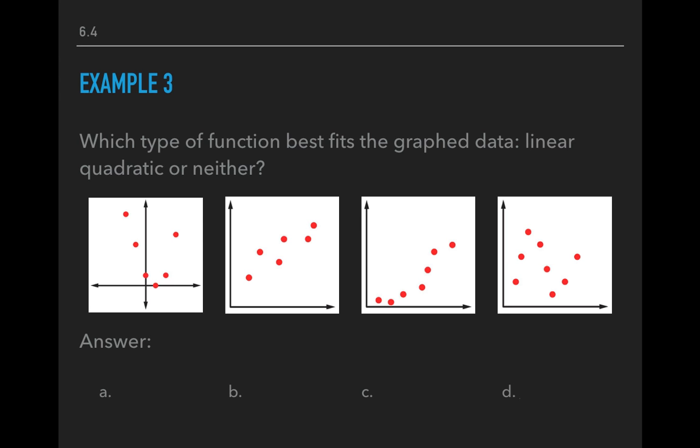Okay, so let's reveal these answers. A is in fact a quadratic. If we were to connect those points, it wouldn't really look like a true parabola, but it follows that kind of shape. B is actually a linear model. They're not all in a straight line, but they're following that straight increasing path. C is a quadratic as well. And D is none of the above. That is just truly a bunch of scattered points.